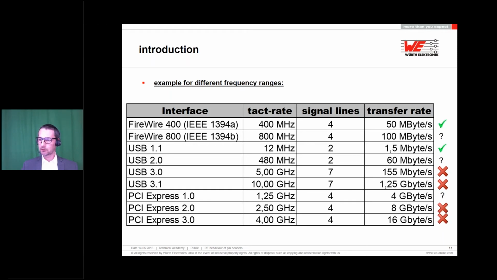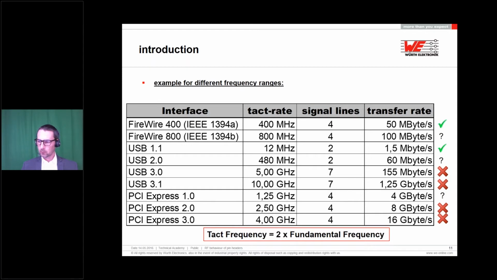PCI Express, maybe. We need to see what the results bring. PCI Express 2 and 3 are definitely too high in frequency, because with these signals, typically your fundamental frequency is half of the clock frequency, and you want to transfer at least the second harmonic. So if you want to transfer, for example, USB 2.0 with 480 megahertz, then the base frequency is 240, and you're close to 1 gigahertz to transfer if you want to make it work properly. That's the idea behind the thought.